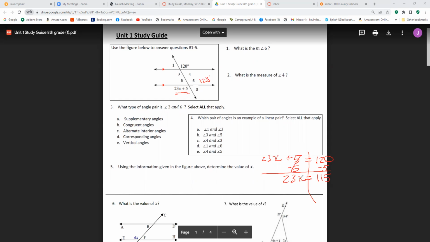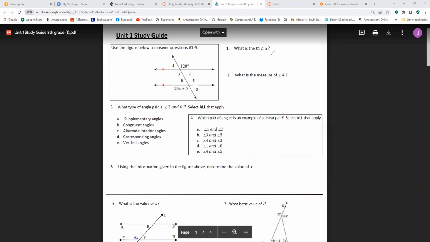And then to get X by itself, the opposite of times 23, I'm actually dividing both sides by 23. So X is equal to, in my calculator, I'm typing in 115 divided by 23, and the answer is 5. So the value of X is 5. And how did I get that? I set 23x plus 5 equal to 120 degrees, and I solved for X.